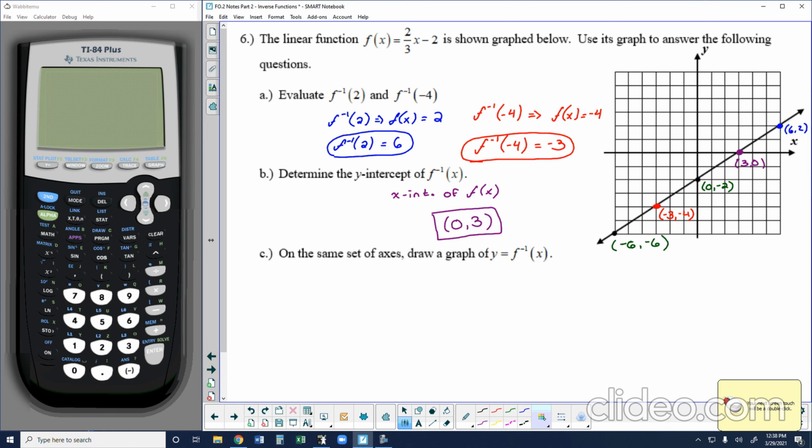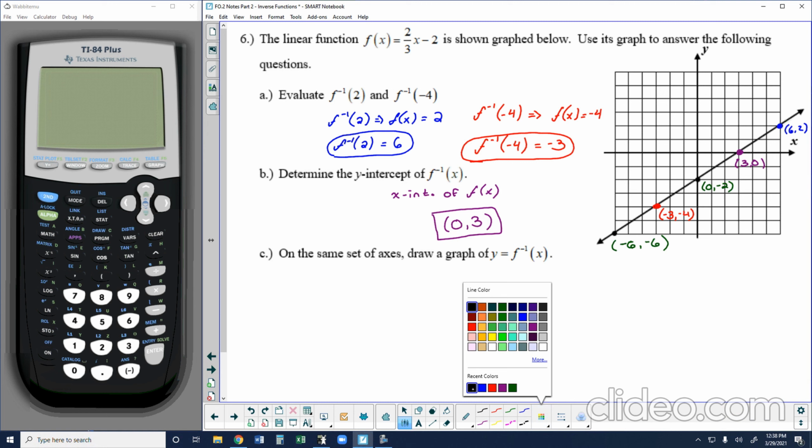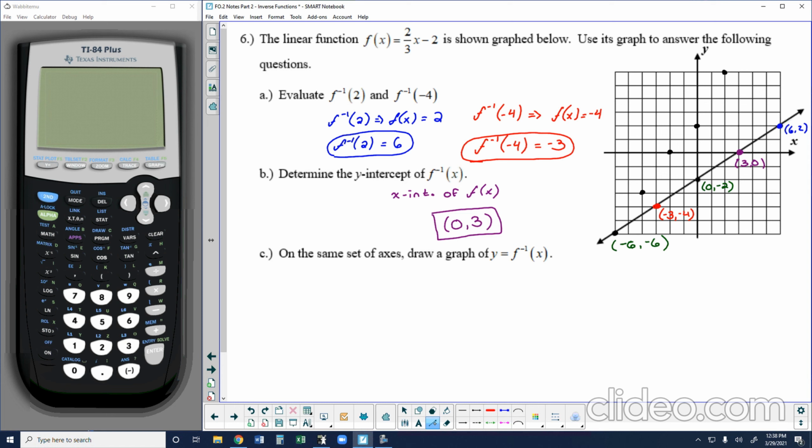So 6, 2 would now become 2, 6. So that point that's in the top right in quadrant 1 right now is now still in quadrant 1, but it's 2, 6. 3, 0 would become 0, 3. 0, -2 would become -2, 0. -3, -4 would become -4, -3. And -6, -6 would remain -6, -6.